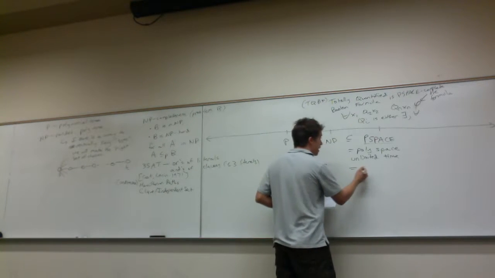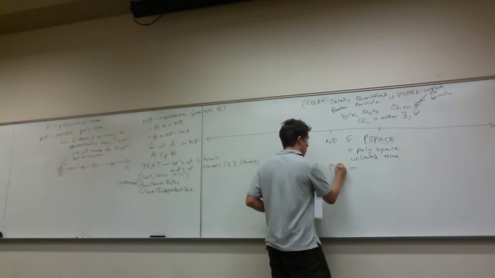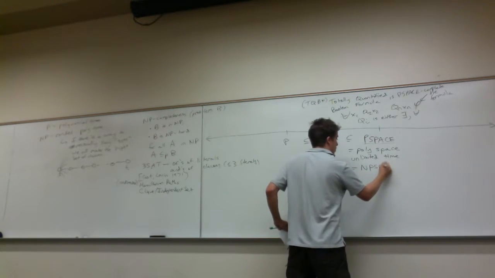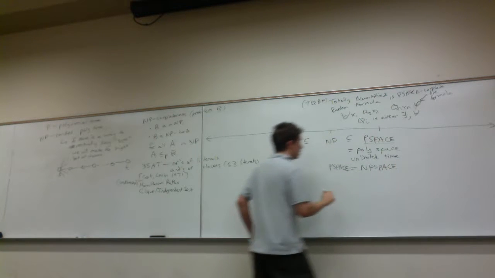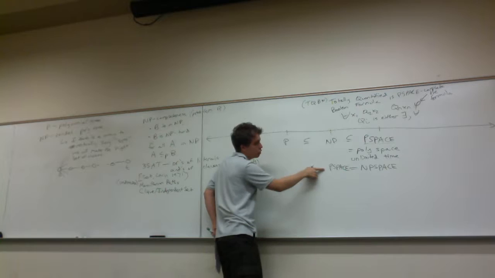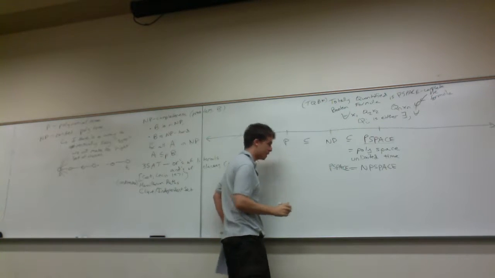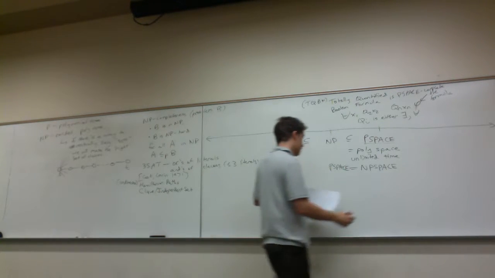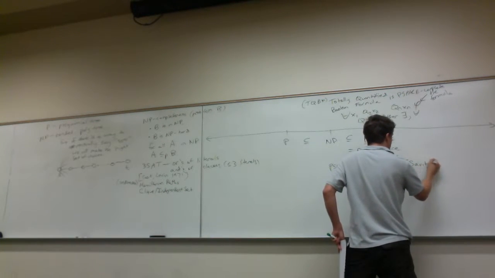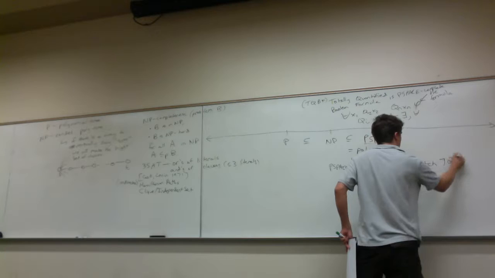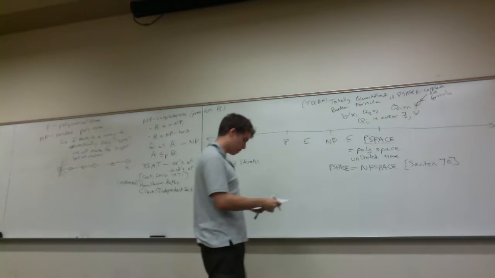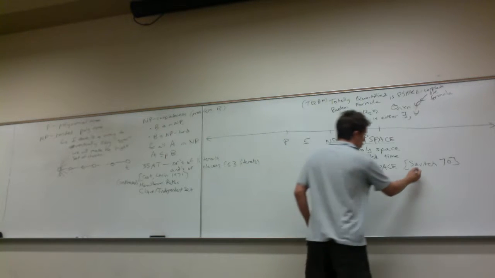And we know that PSPACE is equal to NPSPACE. So whether, as here, we don't know whether P is equal to NP, we actually do know that PSPACE is equal to NPSPACE. And that's by Savitch in 1970. So it's called Savitch's theorem. He actually showed a more general result than this.